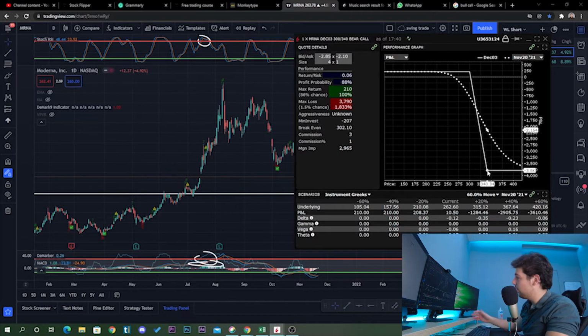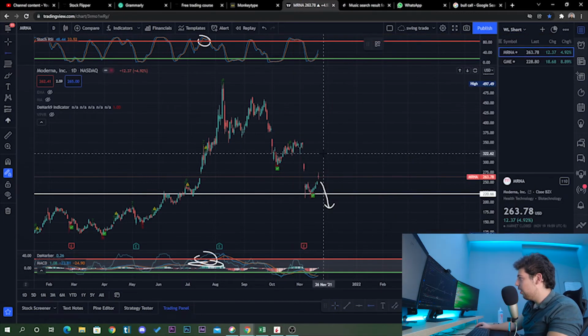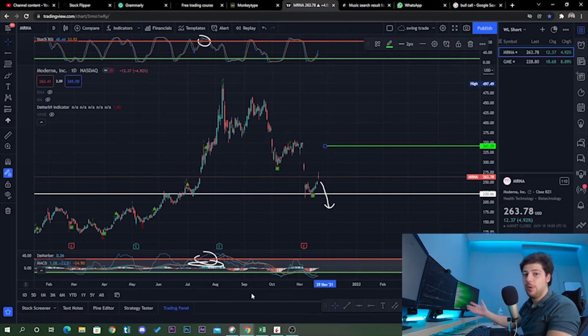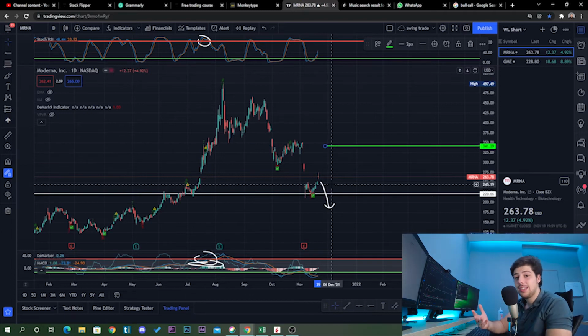However, your maximum loss will happen when Moderna goes above $340 in the next 10 days. If we check the chart of Moderna in the next 10 days, this is where 340 is. So based on that performance profile, it's saying that there's only a 1% chance for that to happen. And if that happens in the next 10 days, your maximum loss will be $3,700.